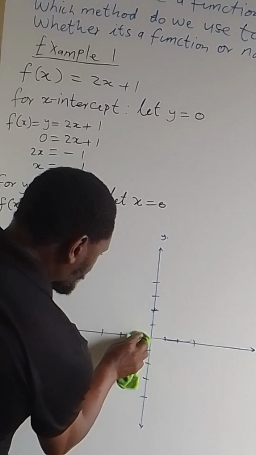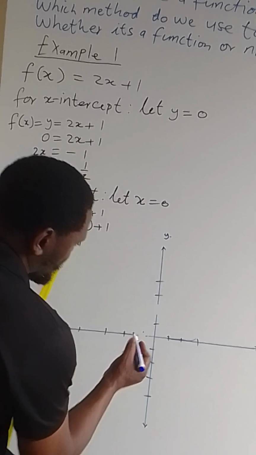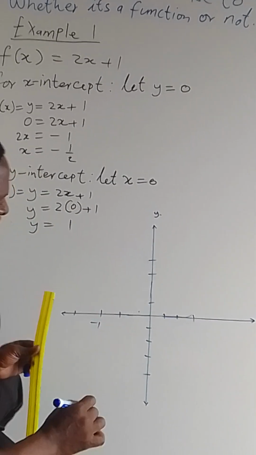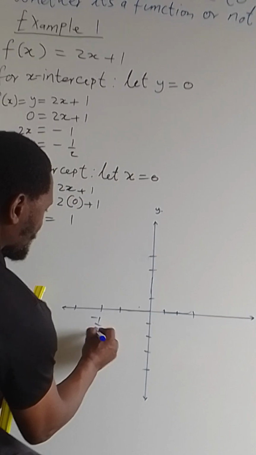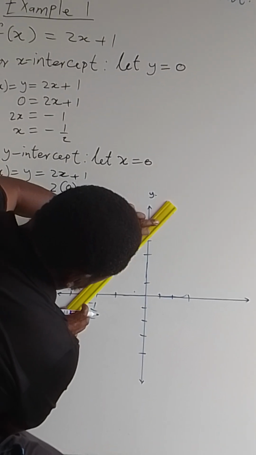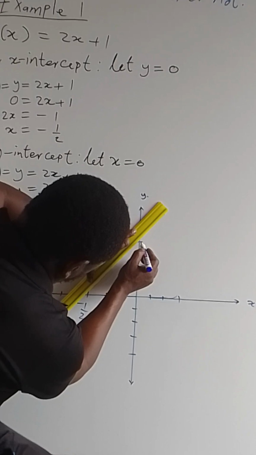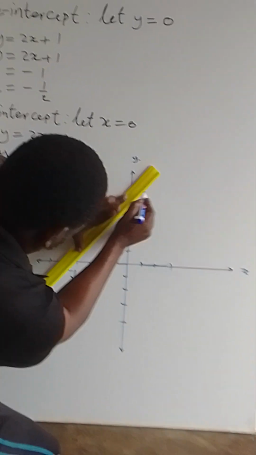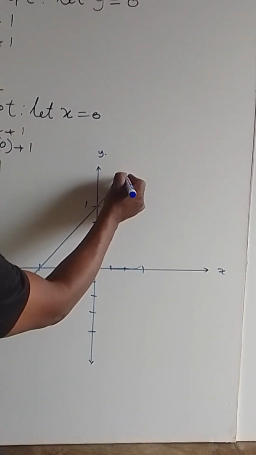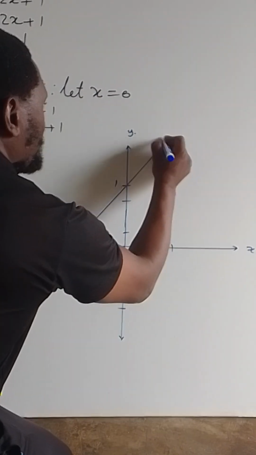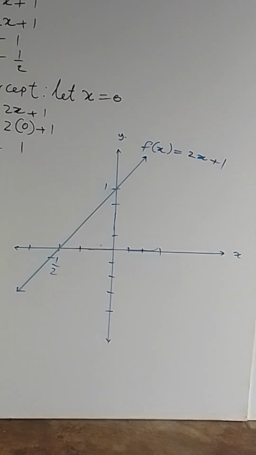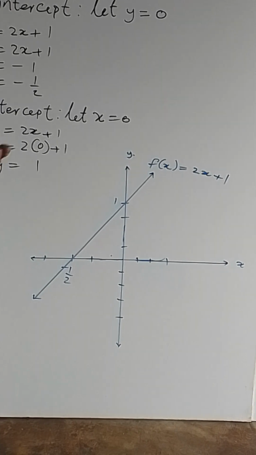Now let's say our minus 1 is here. Our minus half is here. Then our 1 is here. Then I need it to have a full scope of the space so that we will explain something that is very clear. I need it to be clear. For clarity's sake, this is our graph of f(x) equals 2x plus 1. Right? Let's check something here.